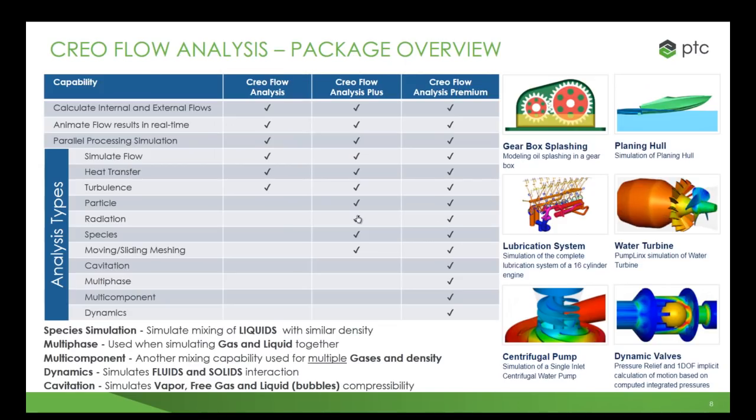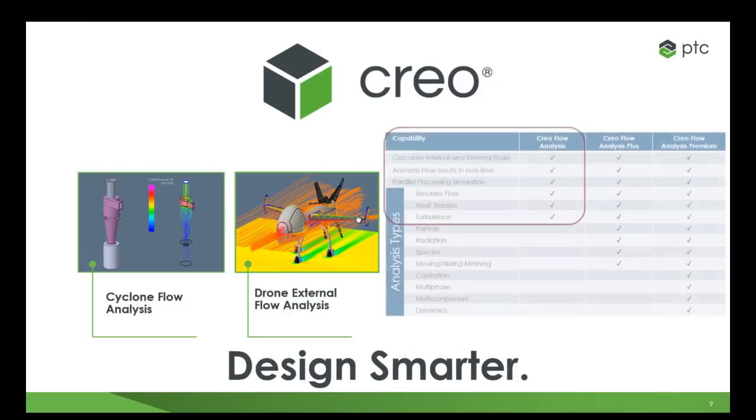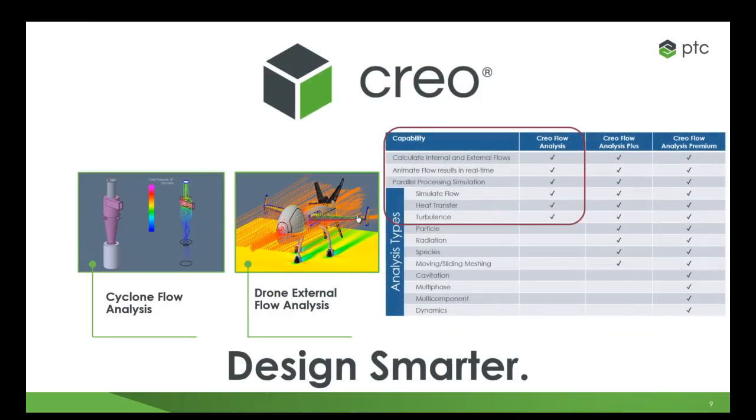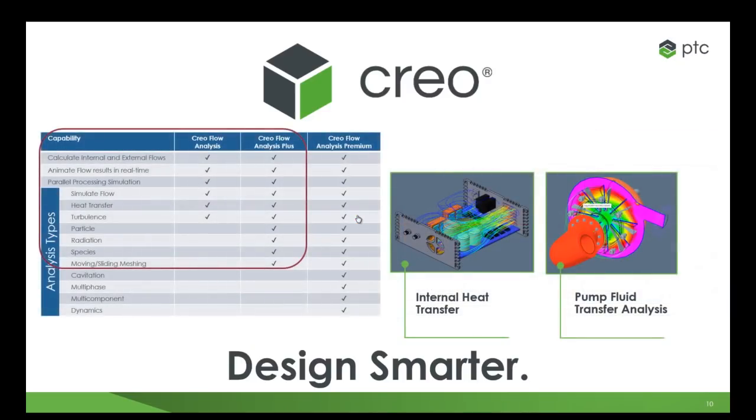So we've already had a package overview from Lee. Let's have a look at the packages that were employed in these particular examples. For the first two, we were looking at the basic Creo Flow Analysis package. So doing just simple flow for turbulence, all you need for that is the foundation package. Looking at the other two examples, I was using functionality that you would require the middle package for. So this is looking at things like the heat and the radiation in these particular experiments.